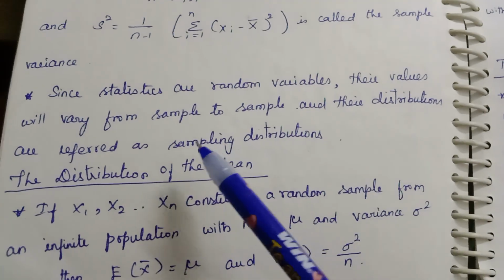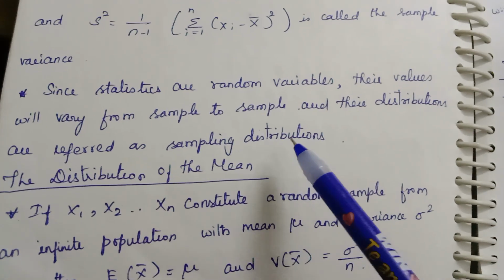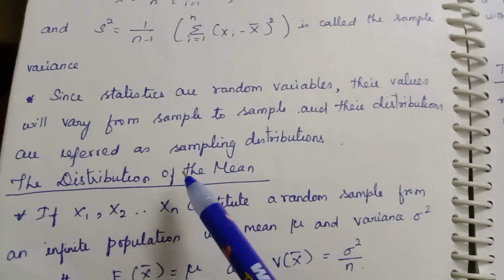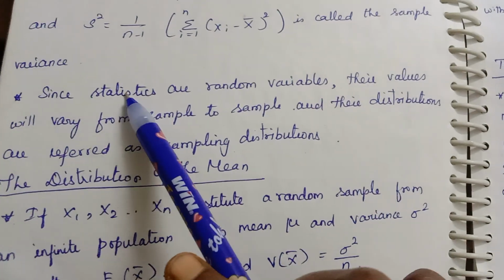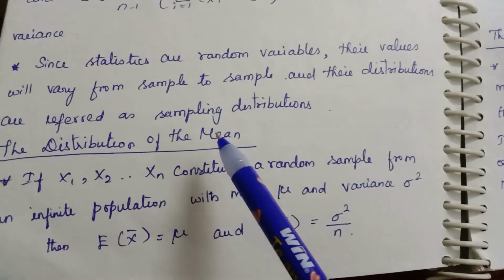So these are called what? Sampling distributions. Sampling distributions are nothing but the distribution formed by the statistic of the random samples. Understand? Statistics of the random sample. Now the first one is, we are going to see about the distribution of mean.